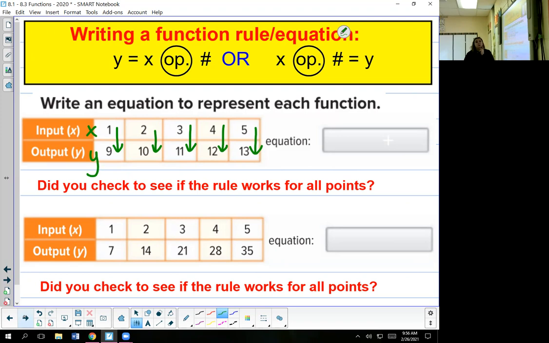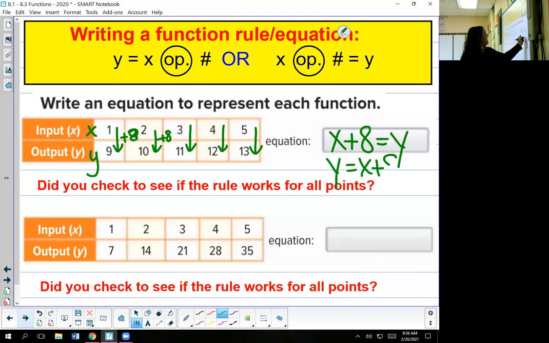Does times 9 work? It doesn't. It works for the first one, but it doesn't work for the other ones. So if you said you're supposed to add 8, you are correct, because 1 plus 8 is 9, 2 plus 8 is 10, and so on and so forth. It works. So your equation can be X add 8 is my Y, or you could put Y equals X plus 8. However, since it is addition, you could flip the X and the 8 around. Be careful though for subtraction.